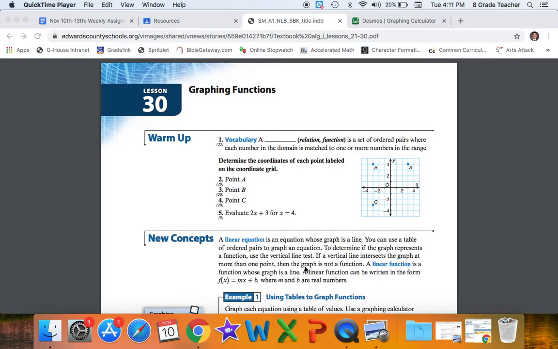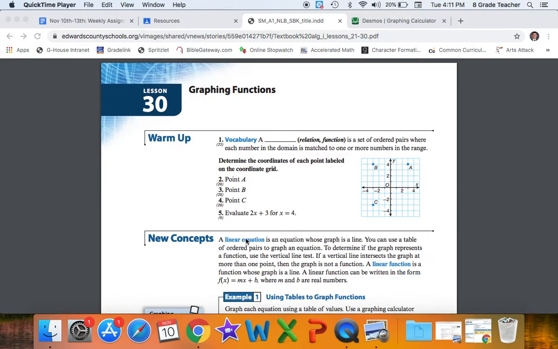To determine if the graph represents a function, use the vertical line test. If the vertical line test intersects the graph at more than one point, then the graph is not a function. A linear function is a function whose graph is a line. A linear function can be written in the form f of x equals mx plus b, or as you might have seen it, y equals mx plus b, where m and b are real numbers, and m represents our slope, and b represents the y-intercept.